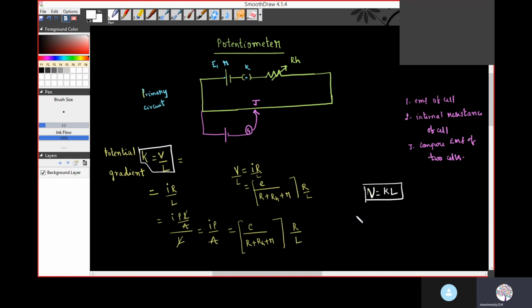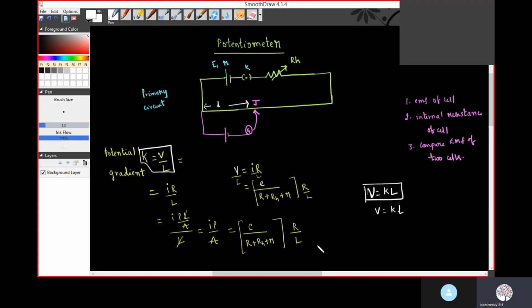Now I will keep the jockey here, lift it and place it here, lift it and place it here, till I get the galvanometer reading as 0. I will keep on placing the jockey at different positions. When I get 0 in the galvanometer, I will measure the length as L. Now this becomes V is equal to K into L.